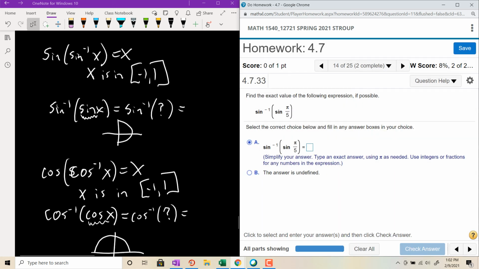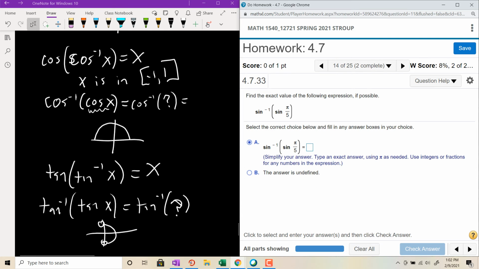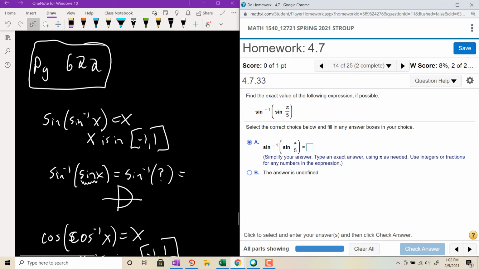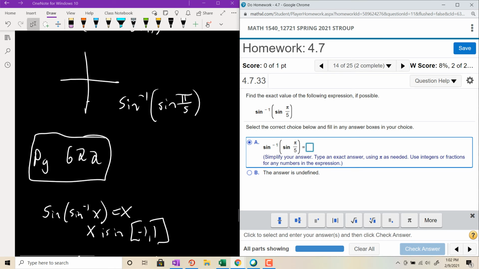Okay, so sine inverse is on the outside. So here we need to do the piece by piece method. For this problem, because pi over 5 is in the first quadrant, it's just going to end up being pi over 5. Okay, so you'll get the sine of this angle, pi over 5, and then sine inverse of that is just going to give you pi over 5, because it's in the first quadrant, okay?